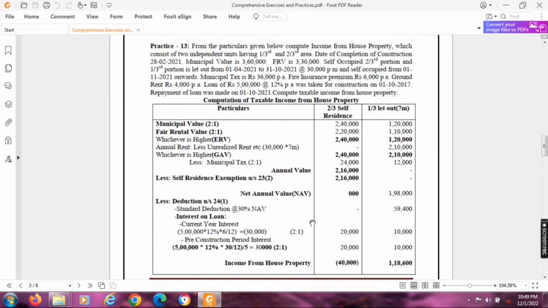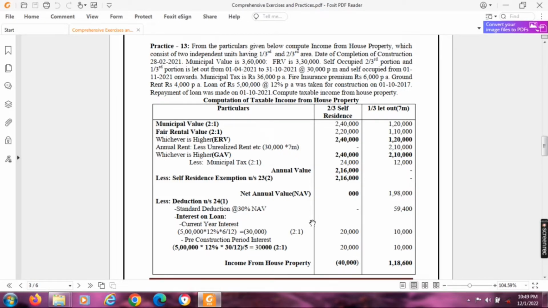Less deduction under section 24 clause 1. Standard deduction at the rate of 30% for the let-out portion. Interest on loan. First we have to compute current year interest. Loan amount 5 lakh, interest rate 12%, and the loan was settled during our accounting year on 1/10/21. So April to September, that loan amount was utilized. The current year interest will be calculated only for 6 months. That means 30,000. That also be shared in the ratio of 2:1 based on the nature of occupancy, the area of the occupancy. So 20,000 for the self-residence portion, 10,000 for the let-out portion.